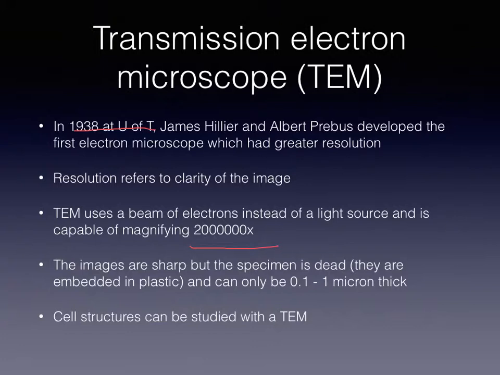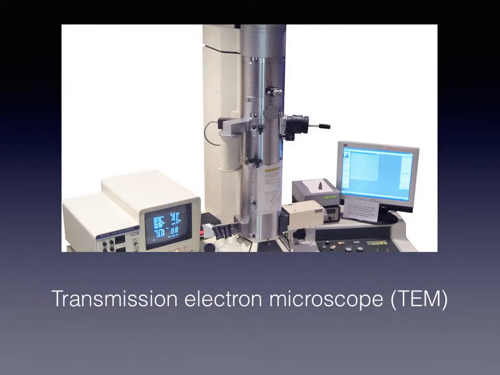The images are sharp, but the specimen is dead. They are embedded in plastic and can only be about 0.1 to 1 micron thick. And remember, a micron is a thousandth of a millimeter. Cell structures can be studied with a transmission electron microscope. This would be an example of a transmission electron microscope. It's not a microscope that we use at high school level.